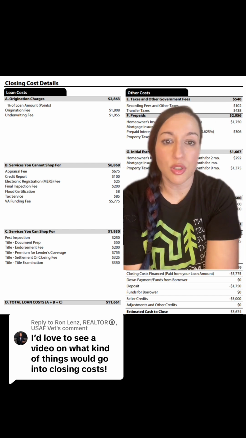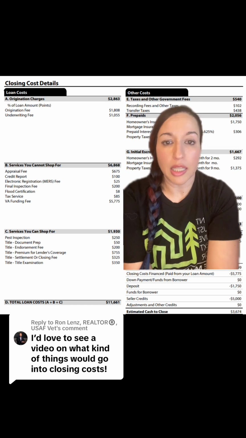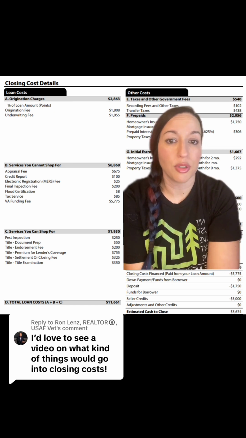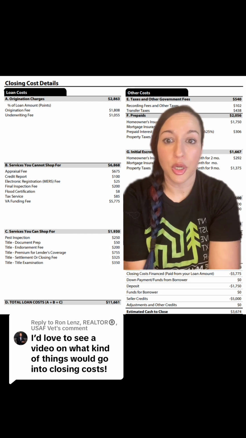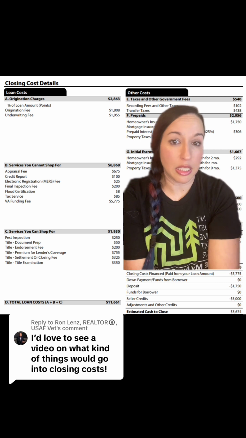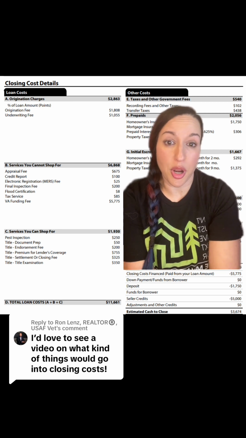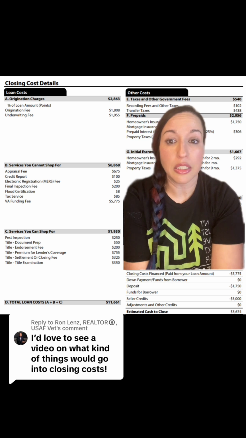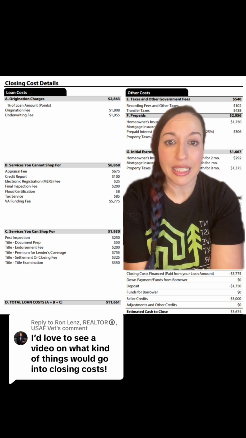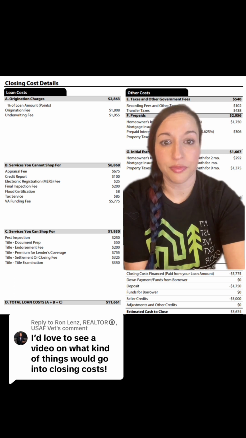So over here we've got section B. These are services you cannot shop for. So a lot of these are going to be determined either by your state, your loan product, or the home you're trying to buy. So you'll see on mine I have an appraisal fee, credit report, couple of things that the state required or the loan product required, and then also my VA funding fees. So the funding fee does show up on here in block B, and I'll show you where to look to see if it's being financed into your loan.